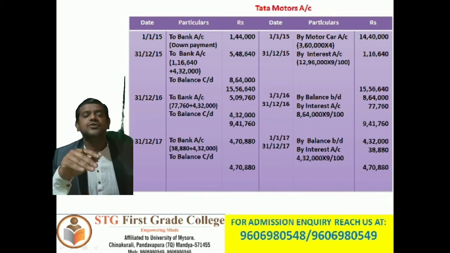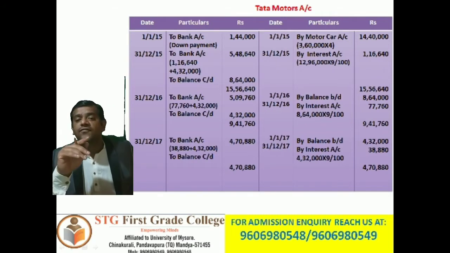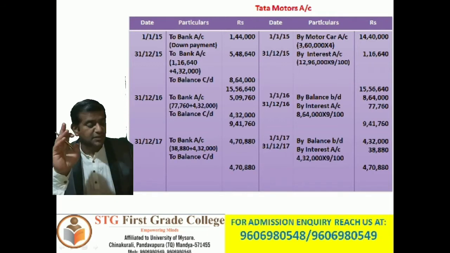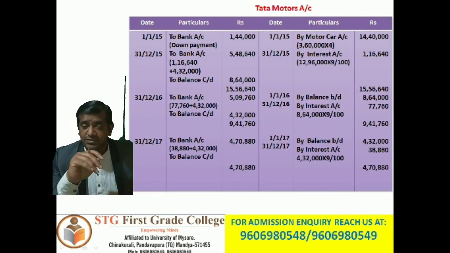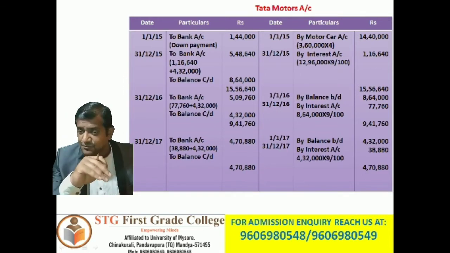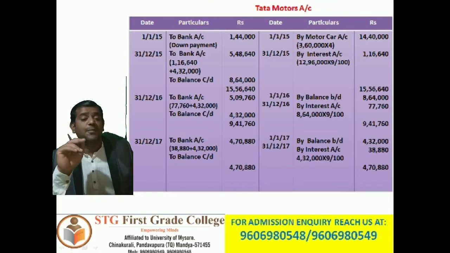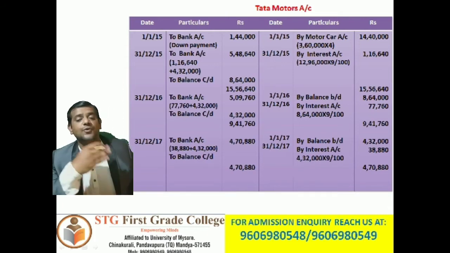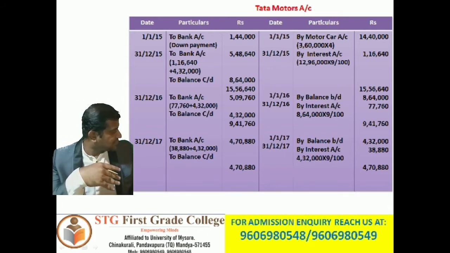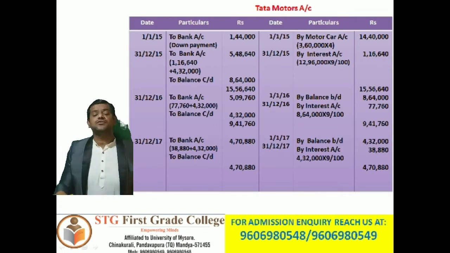So then the balance carried down on 31st 12/2016 is 4,32,000. Clear? So 8,64,000 plus 77,760, the total will be 9,41,760. Out of 9,41,760, deduct 5,09,760. So the balance carried down will be 4,32,000. That is for the third year. So bring down that balance on 1/1/2017 to the credit side, by balance brought down 4,32,000.